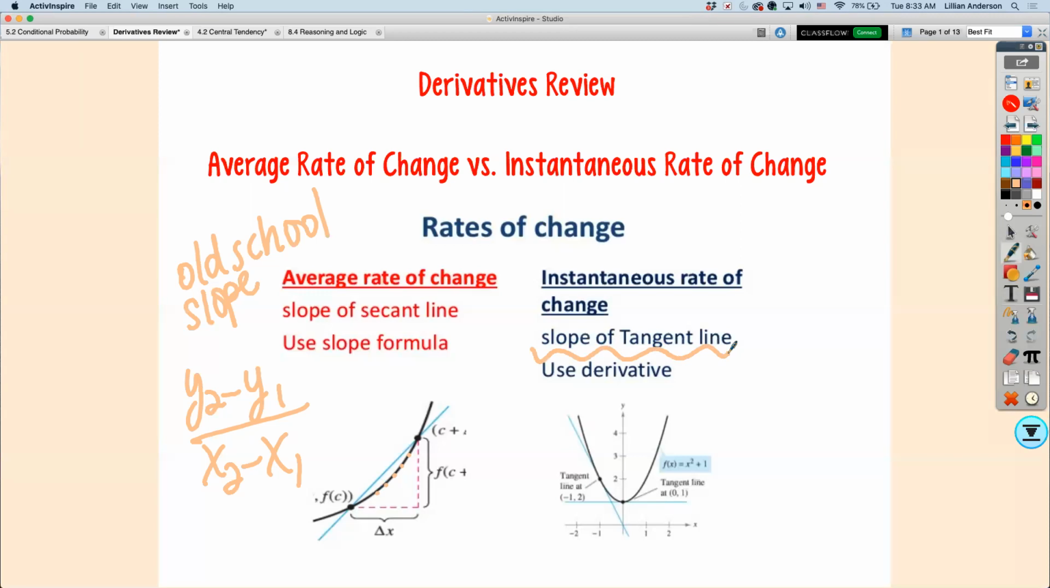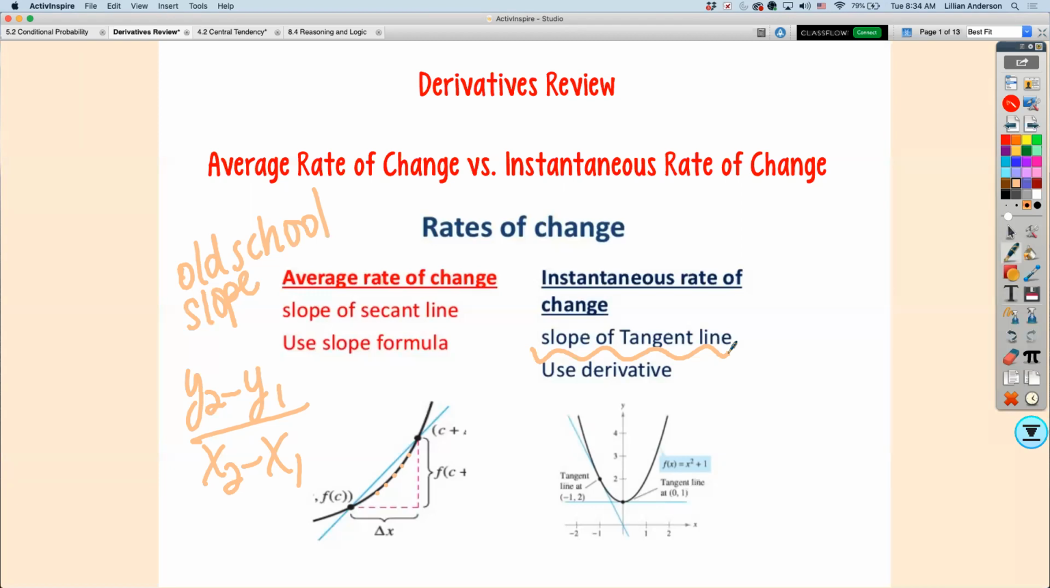So anytime a question asks you what is the rate of change of a particular object or anything like that, it is essentially asking you to find the slope of the tangent line. How do you find the slope of the tangent line? By taking the derivative of the function and evaluating the derivative at a particular point. That's what instantaneous rate of change is. It is slope of the tangent line, derivative, evaluated at a particular point.